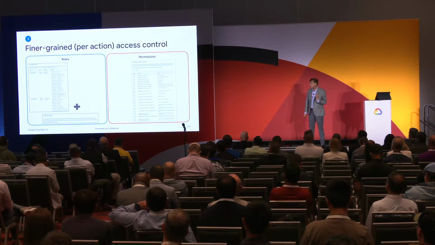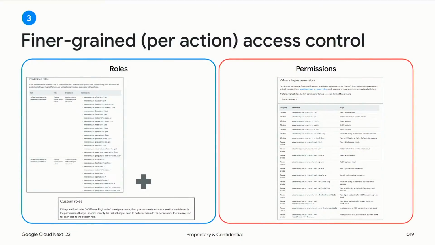And then the third thing in security is access control. Now, what was possible so far was an administrative level of control and then a viewer level of control in GCVE.